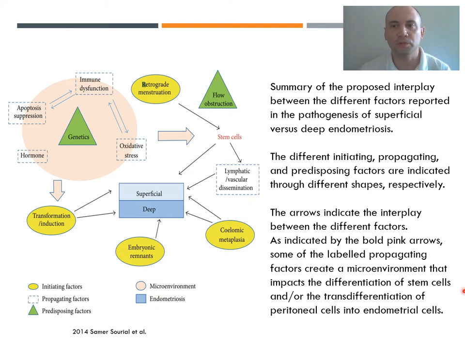Summary of the proposed interplay between the different factors reported in the pathogenesis of superficial versus deep endometriosis. The different initiating, propagating, and predisposing factors are indicated through the different shapes, respectively. The arrows indicate the interplay between the different factors. As indicated by the bold pink arrows, some of the labeled propagating factors create a microenvironment that impacts the differentiation of stem cells and transdifferentiation of the peritoneal cells into the endometrial cells.